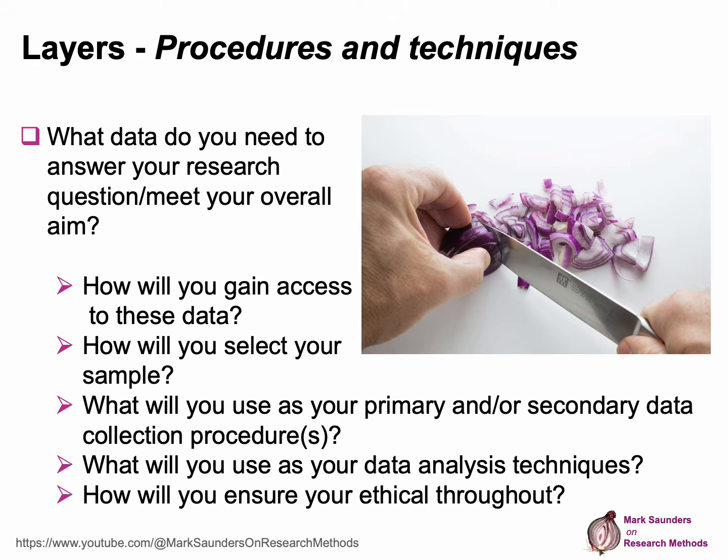The final layer of the research onion, the centre of it, relates to data collection procedures and analysis techniques. This is in effect answering the question, what data do you need to answer your research question and meet your overall aim? And in working through this final centre or layer of the onion, you need to bear in mind all the answers to your previous questions, all the answers to the previous layers, and think about, within the boundaries set by these answers, how will you gain access to your data?